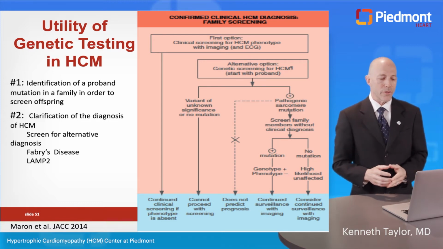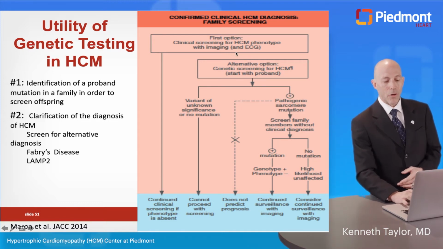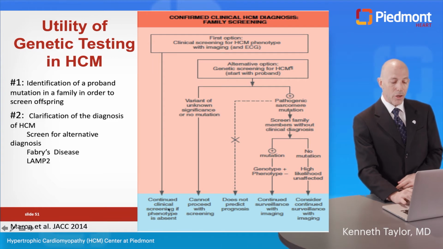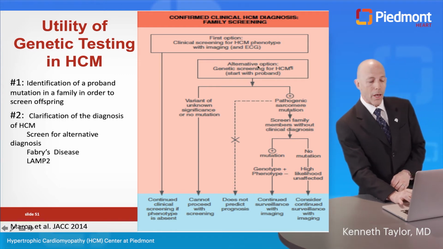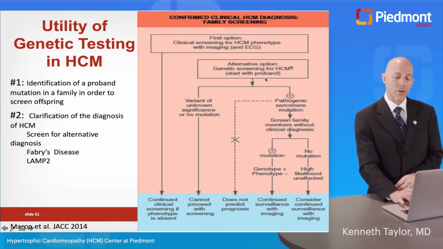So let's just go through this. The first option, and the one that most people follow, is the clinical option, where if you have the HCM phenotype, then you continue to follow family members, first degree relatives, with clinical imaging, echo and EKG. If you decide to go with the genetic testing, here's what the issues are.